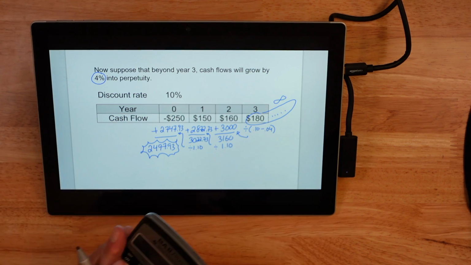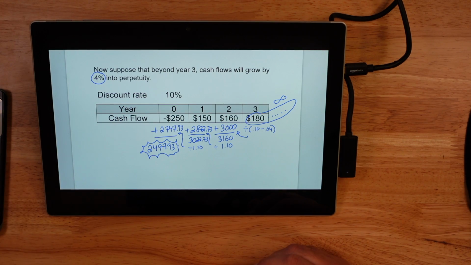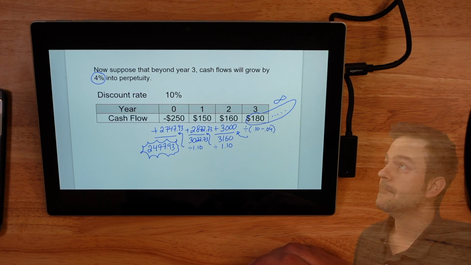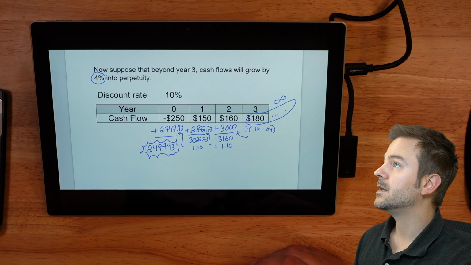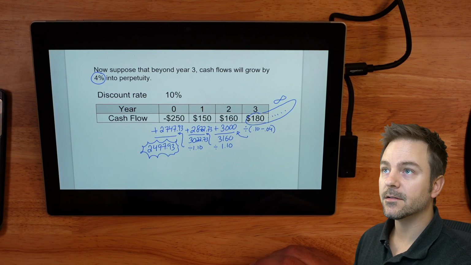2,497.93. All right, well, that concludes the problem with the growing perpetuity, and I hope that helps, and now you know how to do a net present value even without a financial calculator.